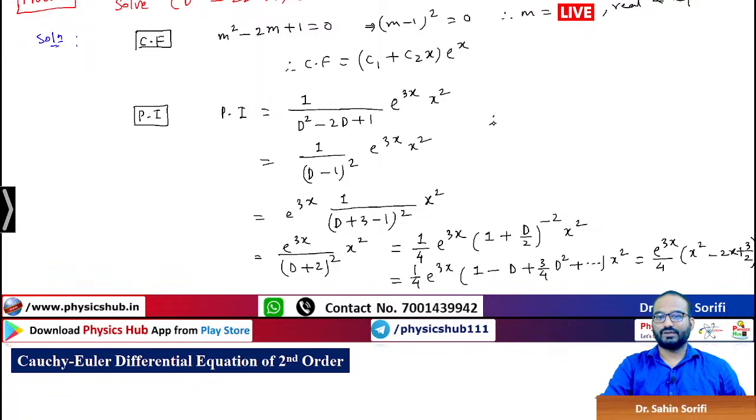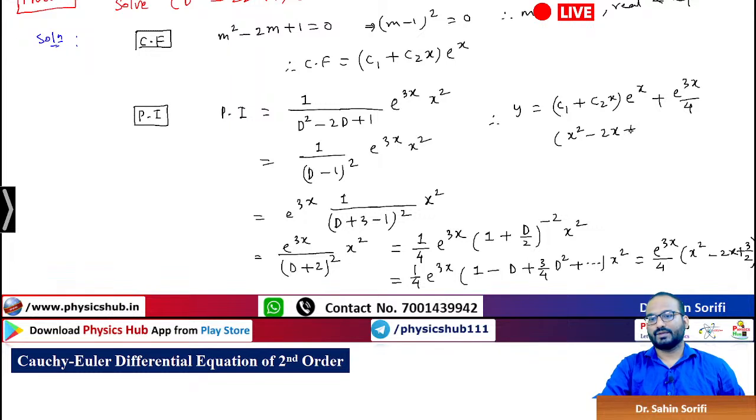So I am writing the solution here. The complementary function is (c1 plus c2x) e to the power x, and the particular integral is e to the power 3x by 4 multiplied by (x square minus 2x plus 3 by 2).